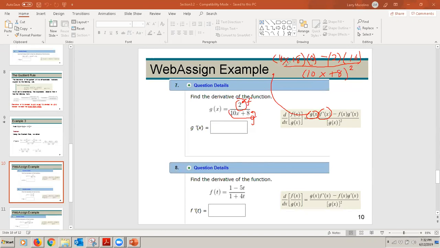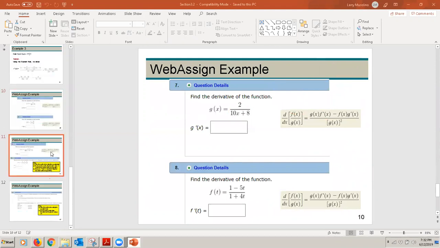All right, well, on the top, remember this first part is just going to be a 0. So it looks like I'm ending up with the answer negative 20 over this denominator of 10x plus 8 squared. And that's going to be the answer. I can't really do any simplifying. All right, let's go to the next slide, maybe do one or two more examples of using the quotient rule.